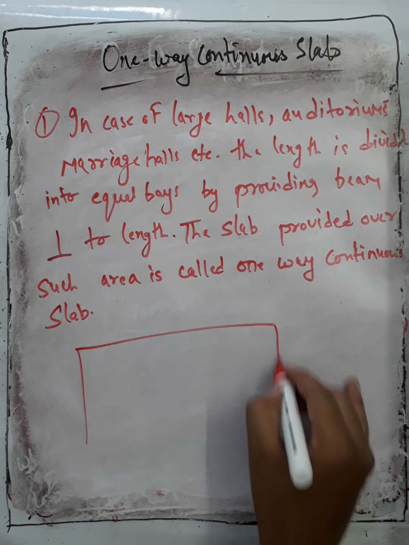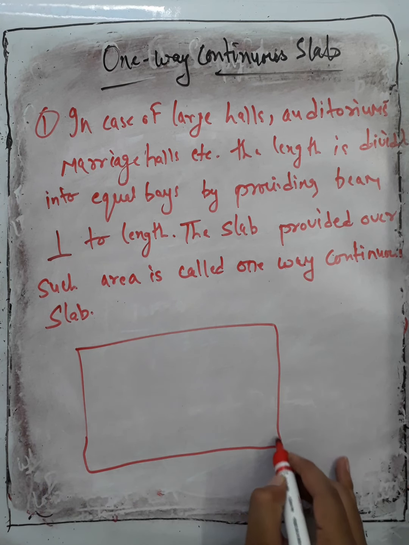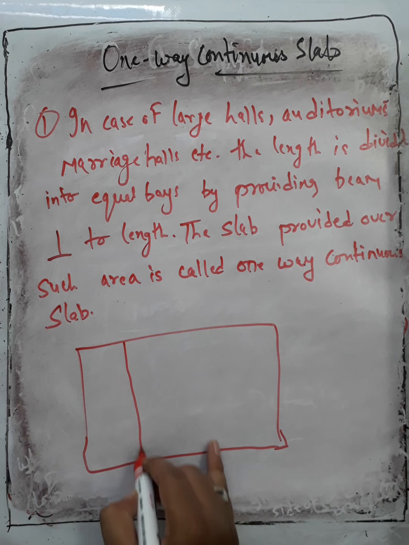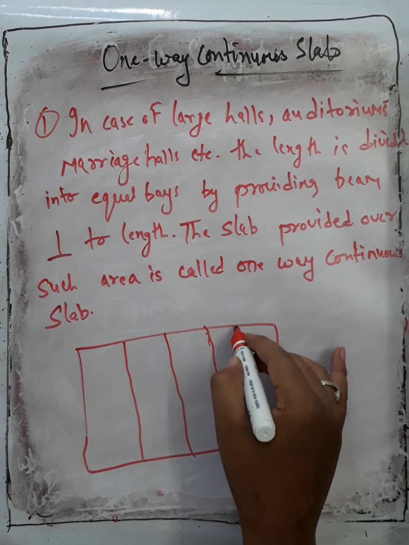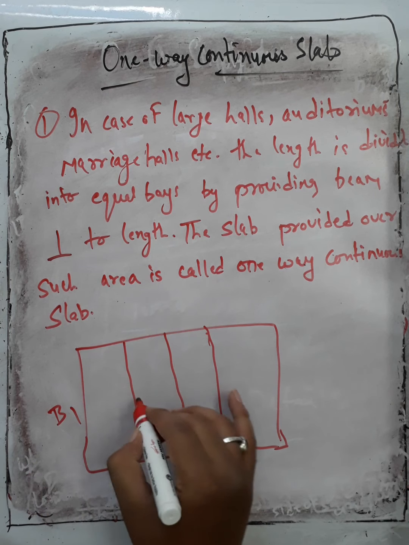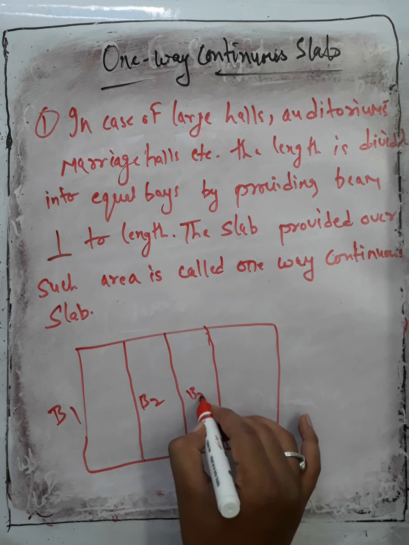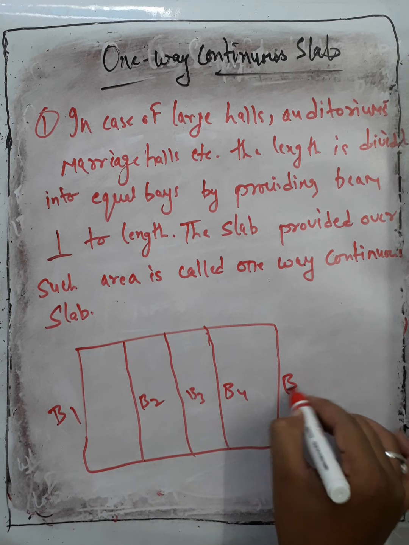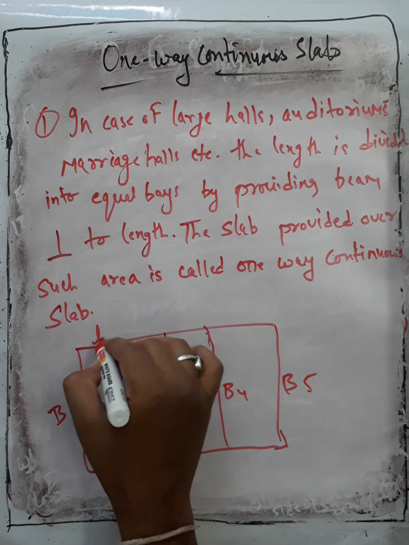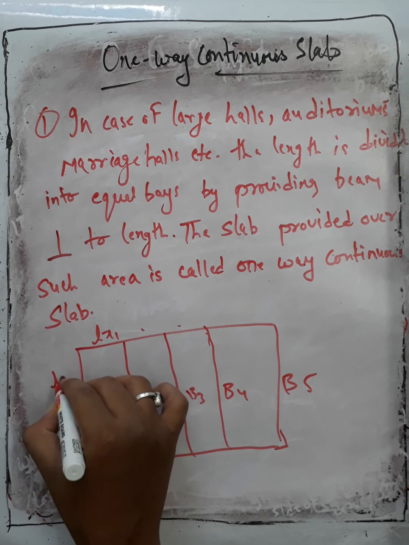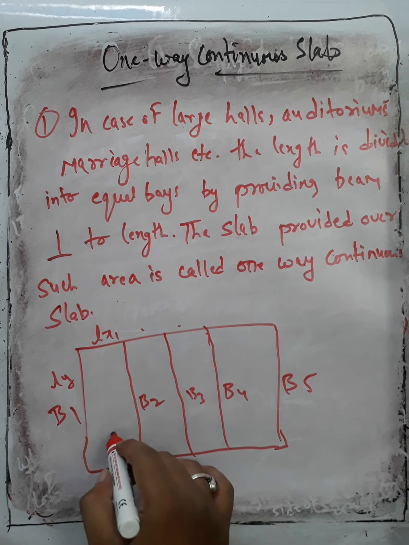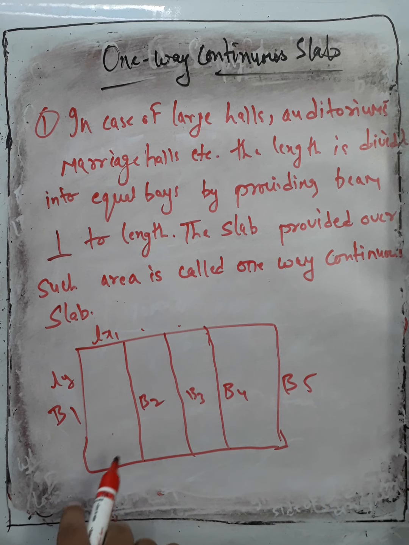Means if this is our hall, and this is our slab which we cast, and this is our beams B1, B2, B3, B4 and B5, this is LX1, LX2, LX3, LX4, and this one is the LY. So this structure is the one-way continuous slab.